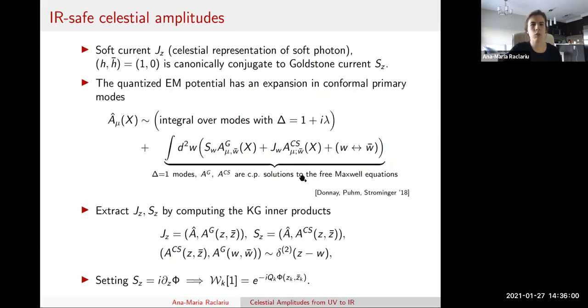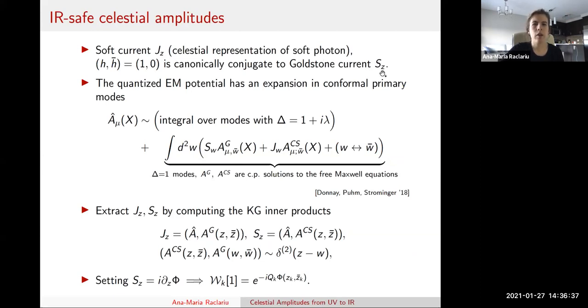In particular, one can show, based on work by Laura Donnay, Andrea Puhm, and Andy Strominger, who identified the canonical partner of the soft photon. This J here stands for the so-called conformally soft photon. It has a canonical partner, and I should say this thing on the celestial sphere translates into an operator of dimension 1 and spin 1.